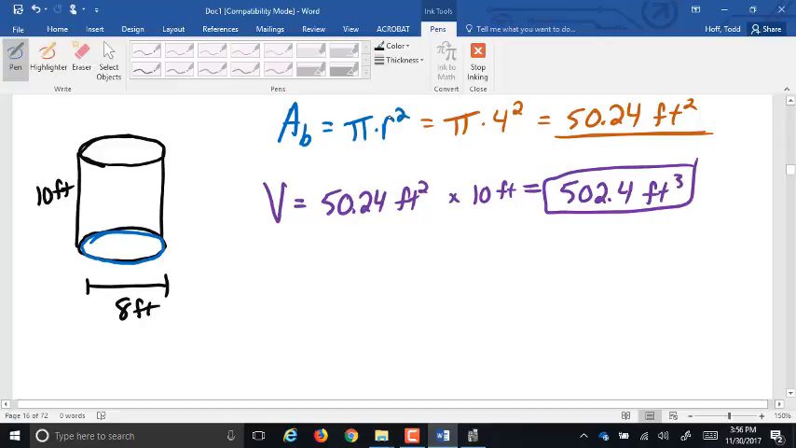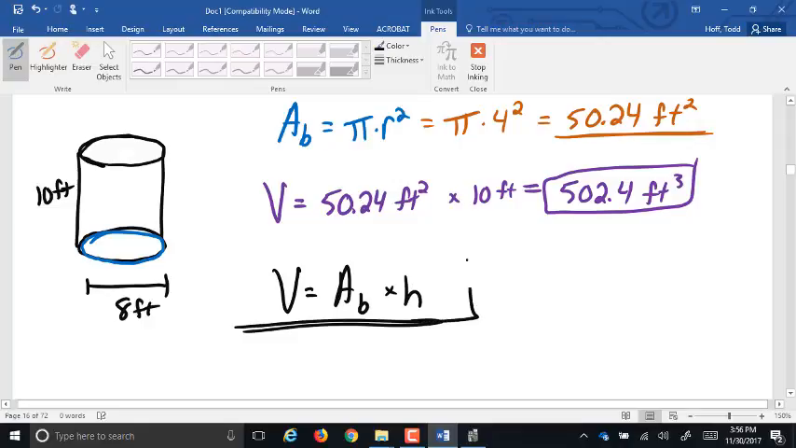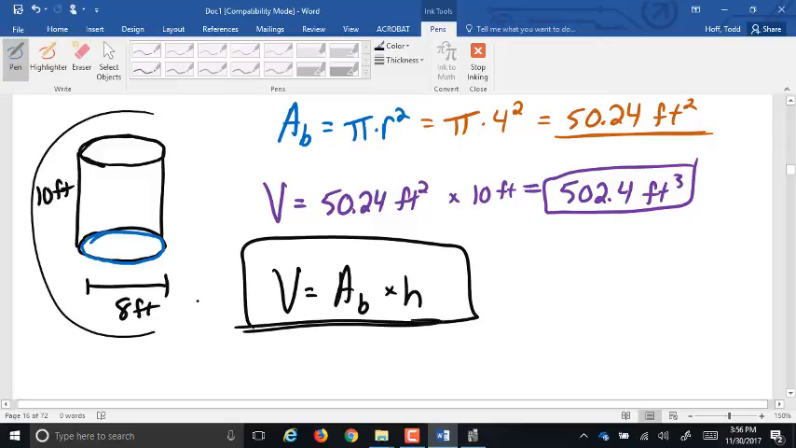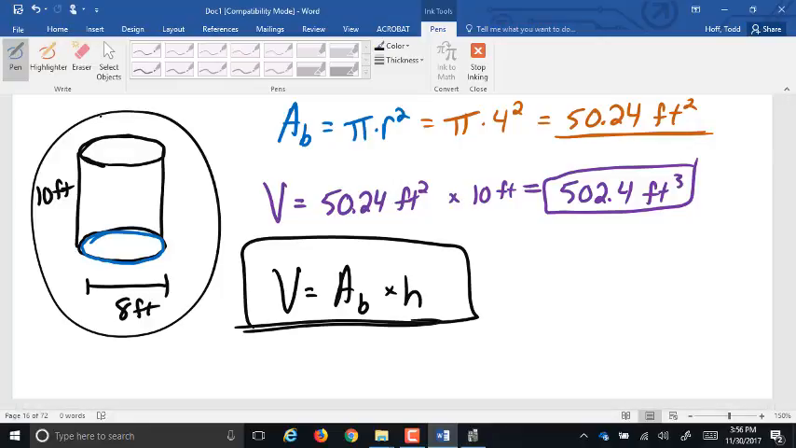There's our volume. So using that formula, volume being the area of the base times the height, makes it very versatile. There are special formulas you could use for a cylinder, but we don't have to memorize those. We know how to find the area of a circle. We take that area of the base times the height.